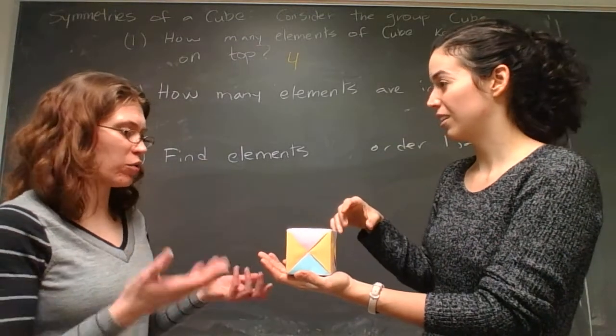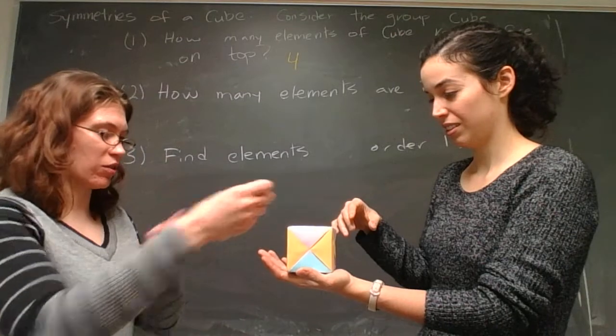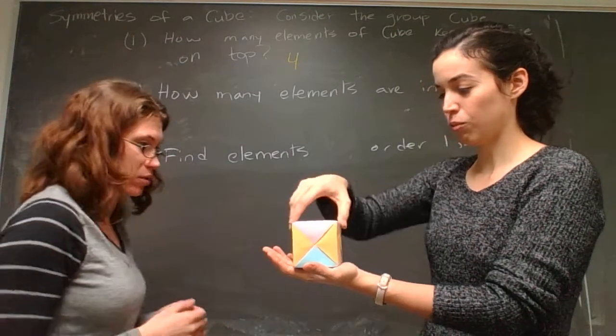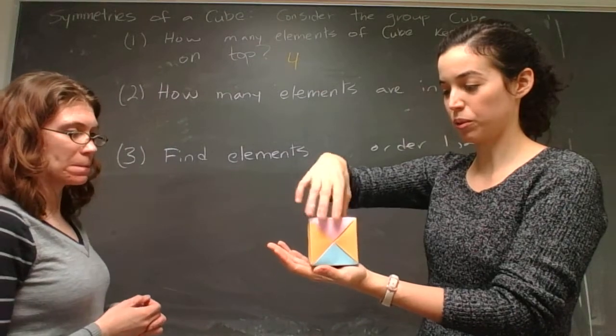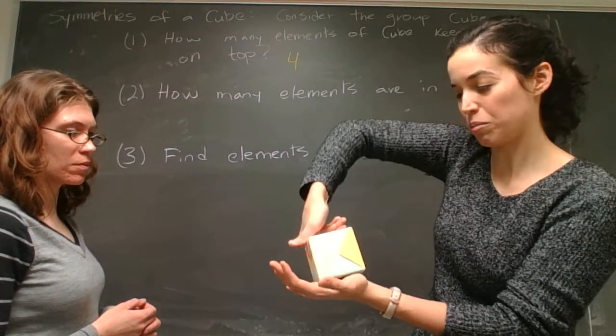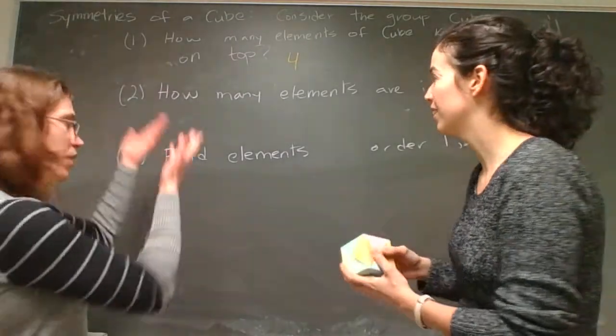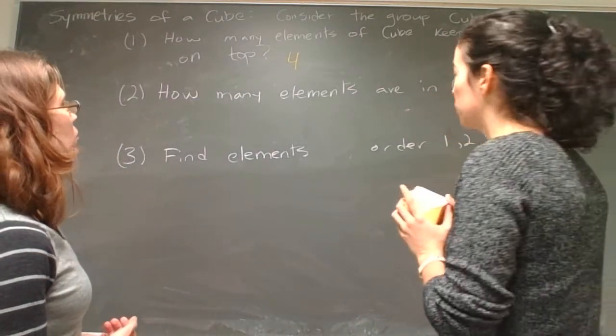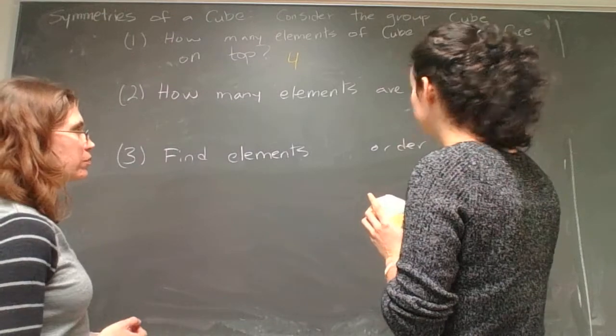Yeah, I agree. The only way to keep the face where it is is to either rotate the faces around it or to not do anything. And rotating this way does the same thing as rotating this way 3 times. So that's it. That's 4 of them. 4 of them. Okay. How many elements are in cube?